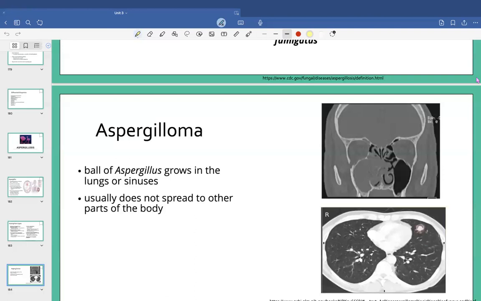And down here, you'll see that fungal ball on CT scan. So these round balls of fungus that are growing usually do not spread to other parts of the body. They're pretty isolated.